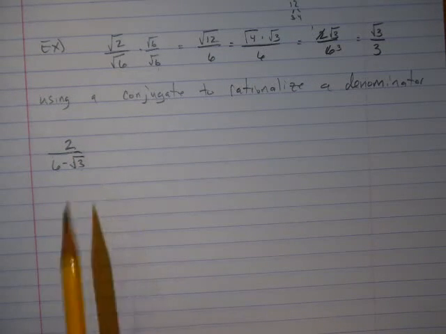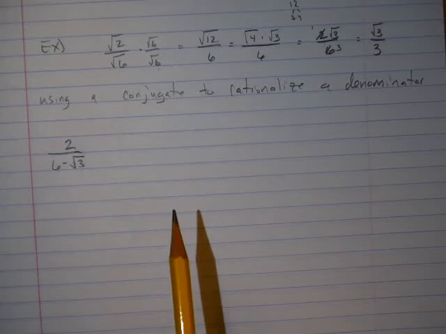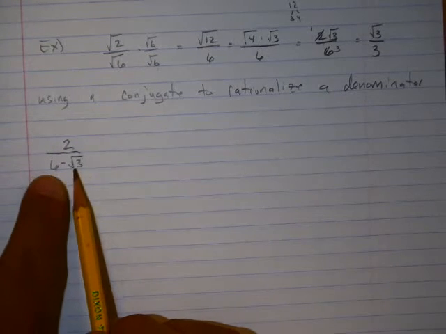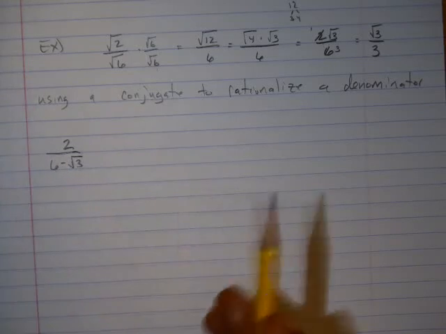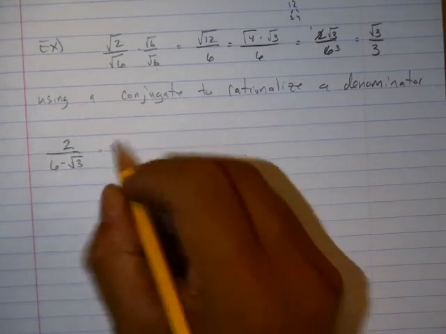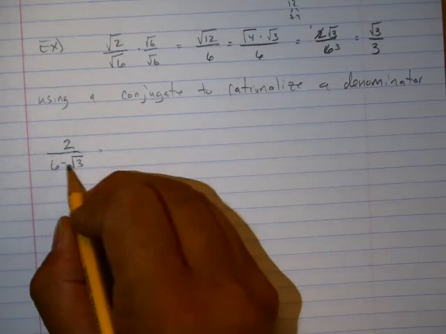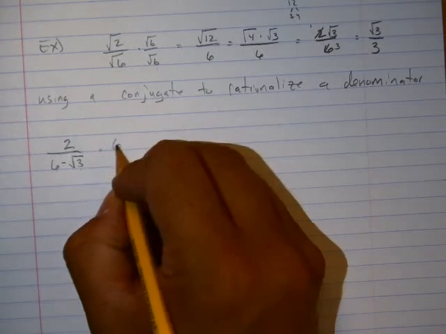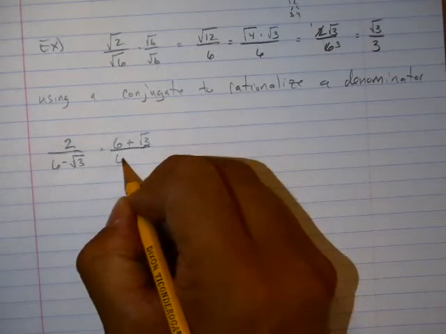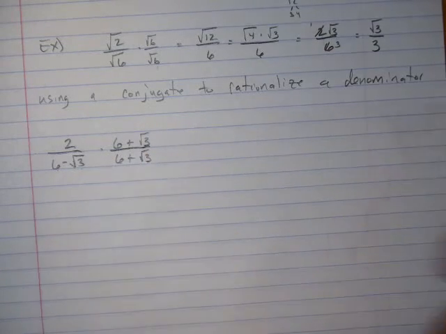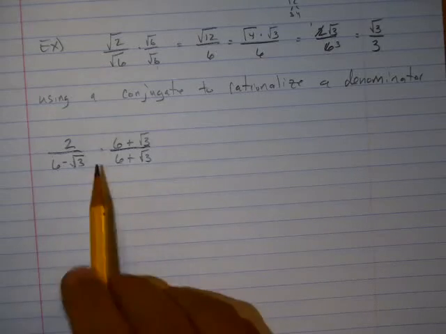The trick of these types of problems is to use a conjugate. Conjugate is you take this denominator and you make this sign the opposite. And you use that as your fancy one. So 6 minus radical 3's conjugate is 6 plus radical 3 over 6 plus radical 3. Holy moly, it just got more complicated.